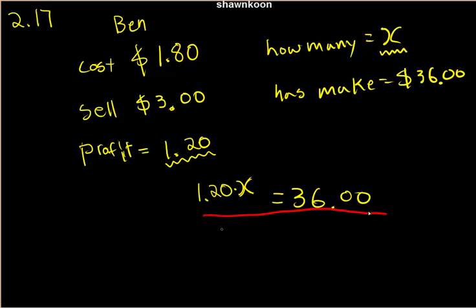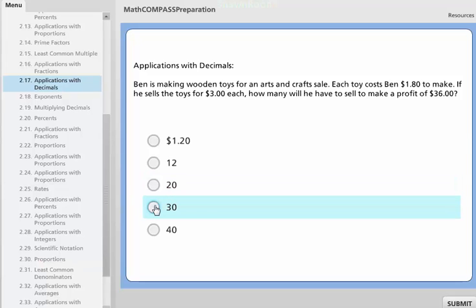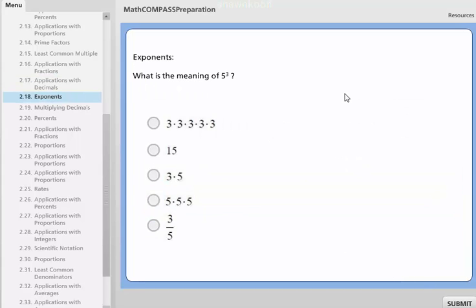So what do I do next? Just divide both sides by $1.20. If I do that, these two cancel, so x becomes 30. That means he has to sell 30 toys to make $36 profit. So let's see if we have the answer. Yep, we do. Submit, and we got the correct answer too.